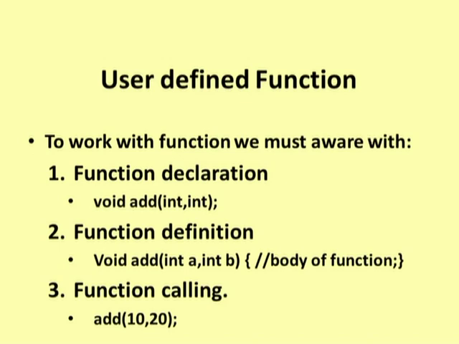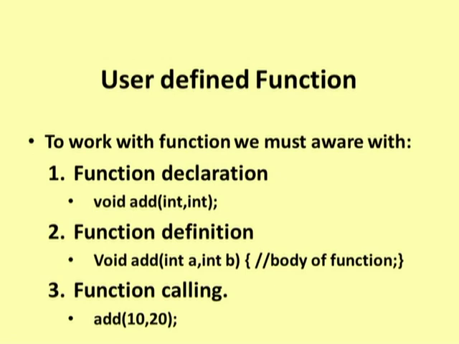When we use the header file, it contains the source code, meaning we do not have to write the code for the functionality. But in user defined functions we have to follow the 3 steps. We have to declare the function, write the code for the function, and then we can call that function. Clear? So here the first example is void add, and it takes two parameters, int, int. So this is called the function declaration.